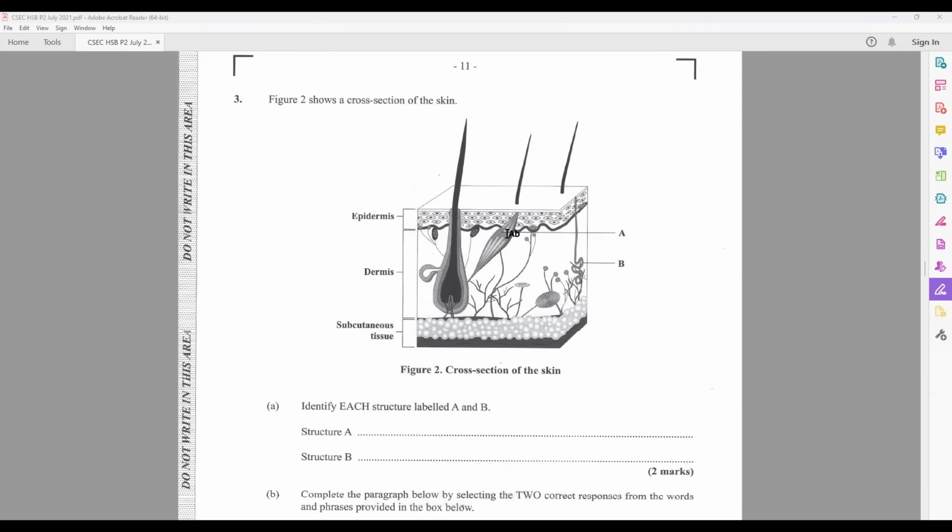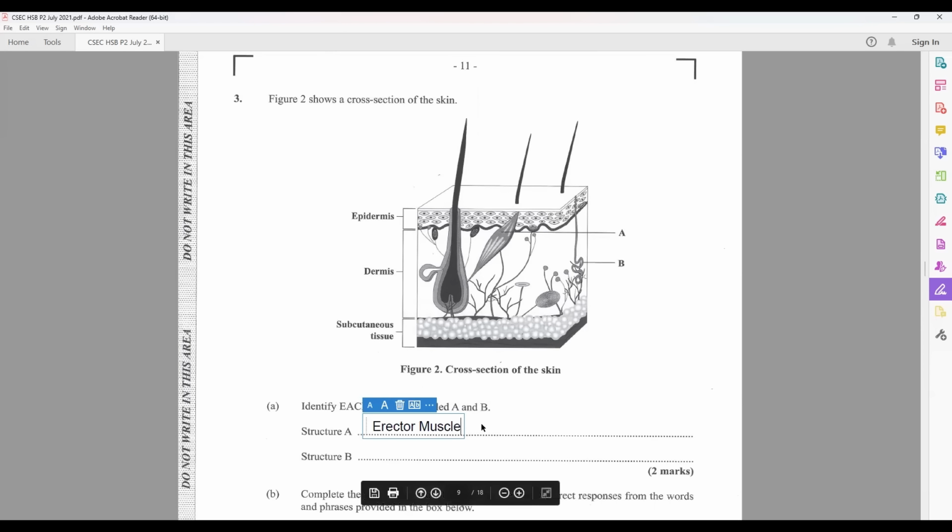Looking at A, we see it is pointing to the muscle, the erector muscle. Depending on which book you're reading, who the author is, they may say erector muscle, or they may say skin erector muscle, but nevertheless, it's an erector muscle. Structure B, you see that there is no follicle coming out of the top of this structure, which means it is a pore and it is a sweat gland. Down here is the sweat gland, and if they had labeled it higher up, it would have been a sweat pore.